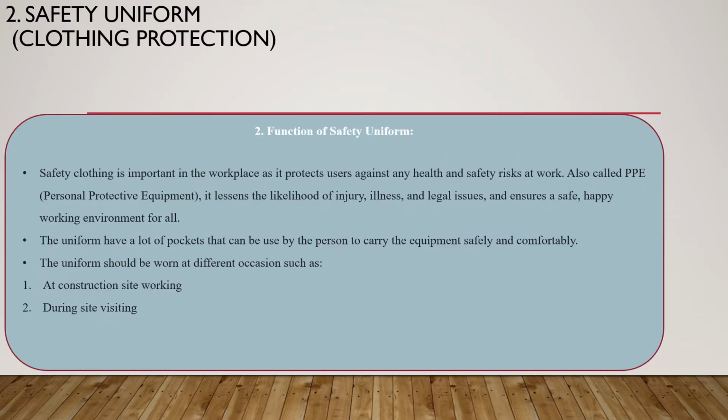So moving on to the second one, which is the safety uniform. This is a form of clothing protection. Okay, the safety uniform or safety clothing is important in the workplace as it is used to protect the users against any health and safety risks at work. The PPE also help to lessen the likelihood of injuries, illness, and legal issues, and it will ensure a safe, happy working environment for all the workers.